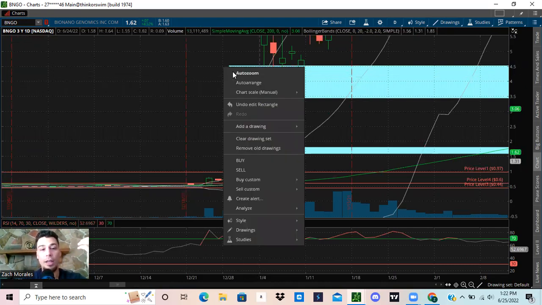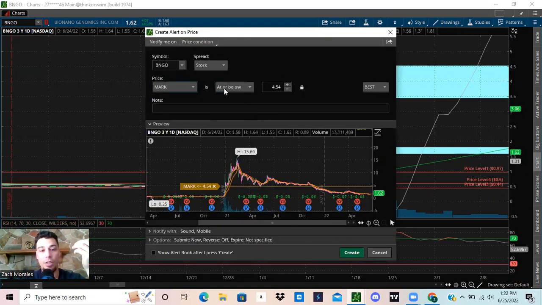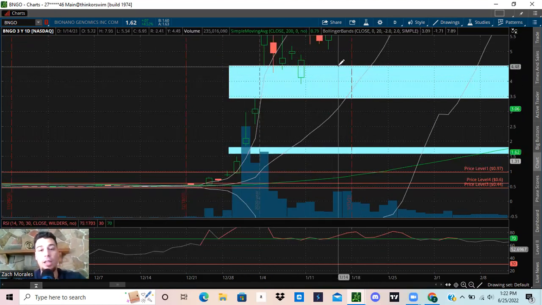So you can come here and right click, create an alert at or below, and you'll get an alert when it's coming down to fill this gap, right? And you can try to swing trade, day trade, scalp maybe that momentum down, or maybe it finds some support in that gap and rebounds up. But that's why I love this strategy.